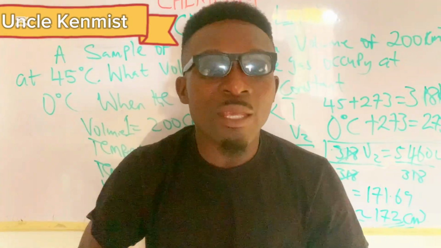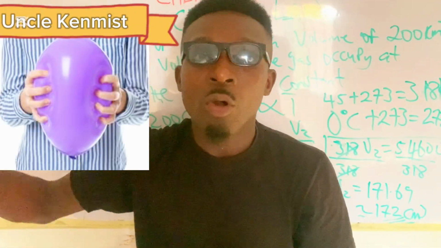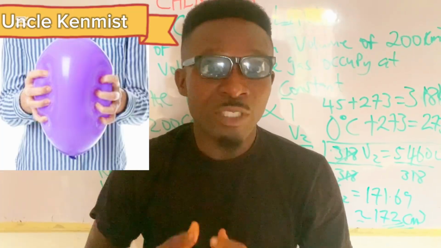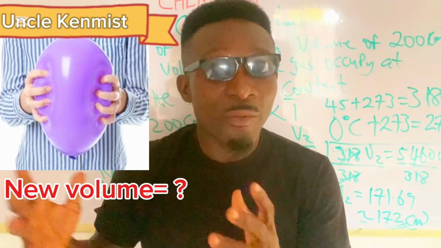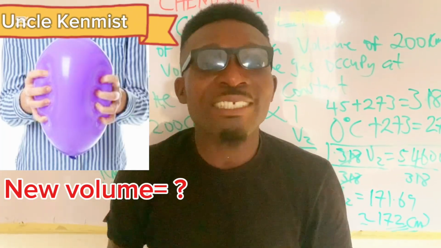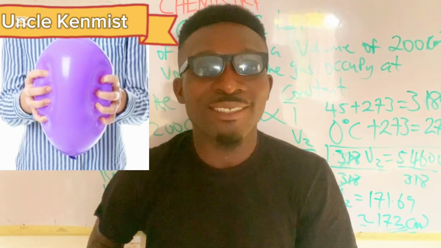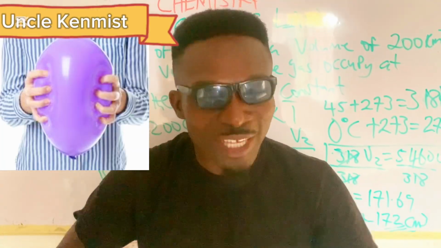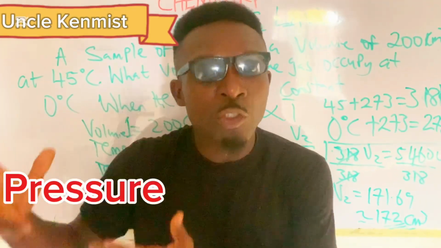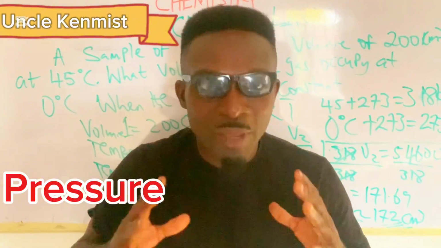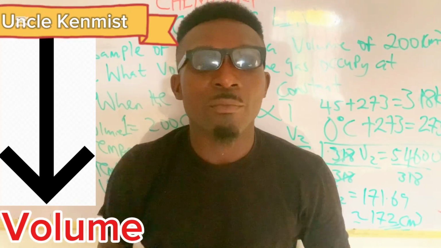Now, what will be the new volume if we increase the pressure with more muscles on the body of the balloon? Will the volume increase or will it decrease? I think you already know what the answer is. The volume will decrease. That is because the pressure has increased, making the volume decrease. Now this explains what Boyle's law is all about. The volume of a fixed mass of gas is inversely proportional to the pressure, provided the temperature remains constant. When there is an increase in pressure, there will be a decrease in volume.